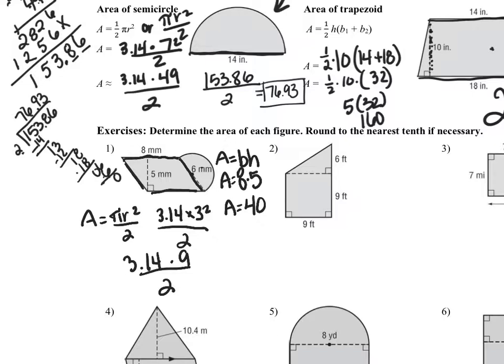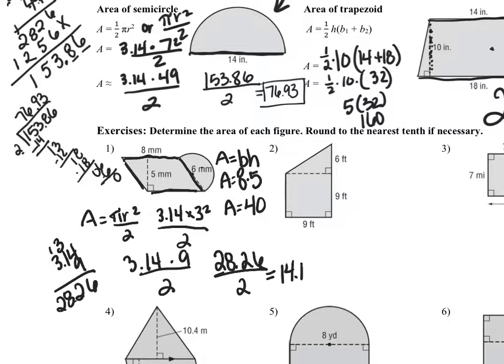Okay, so I'm going to multiply 3.14 times 9. And I got 28.26. And I'm going to divide that by 2, and I'm going to get 14.13. And if I rounded, it would equal 14.1 millimeters squared. Okay, so that is the semicircle.